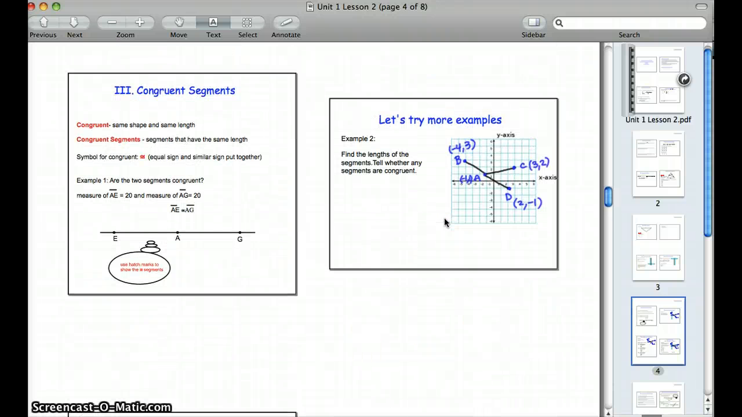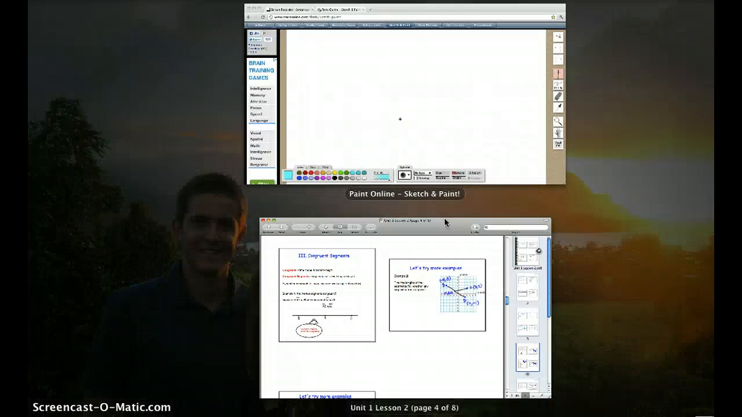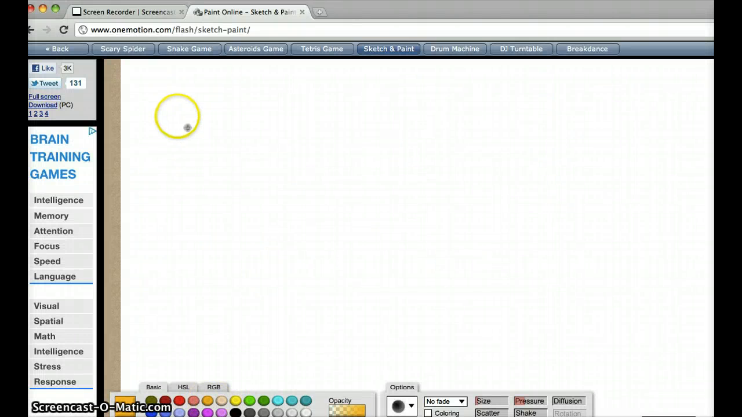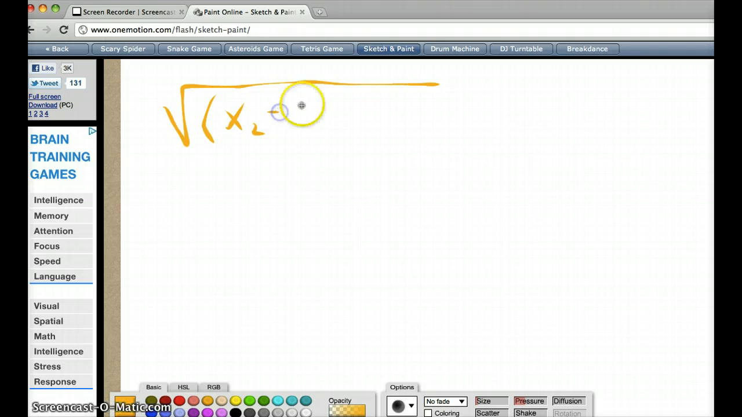So let's go ahead and try that. So let's go ahead and draw out our distance formula. Now remember, our distance formula is x2 minus x1 squared plus y2 minus y1 squared. All right, so let's change colors.